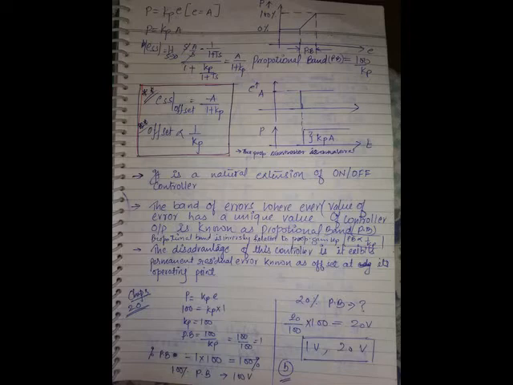This is error, this is the controller output. So at some point of time t equal to t1, a sudden error of magnitude A has occurred in the system. What is the meaning of the sudden error? We already know. We are using an integral controller here. What is the transfer function of an integral controller? 1 by TIS.